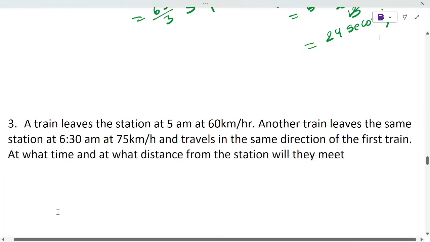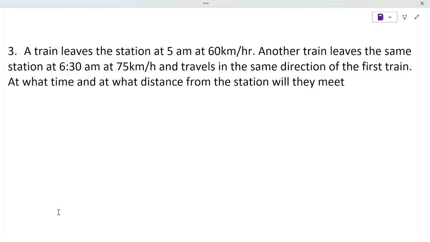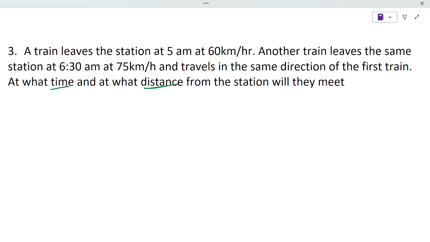Let's go to the next one. A train leaves the station at 5 a.m. at 60 km per hour. Another train leaves the same station at 6:30 a.m. at 75 km per hour. Okay, we have two speeds, and it travels in the same direction as the first train. At what time and at what distance from the station will they meet? That means we need to find two things, the time and the distance.